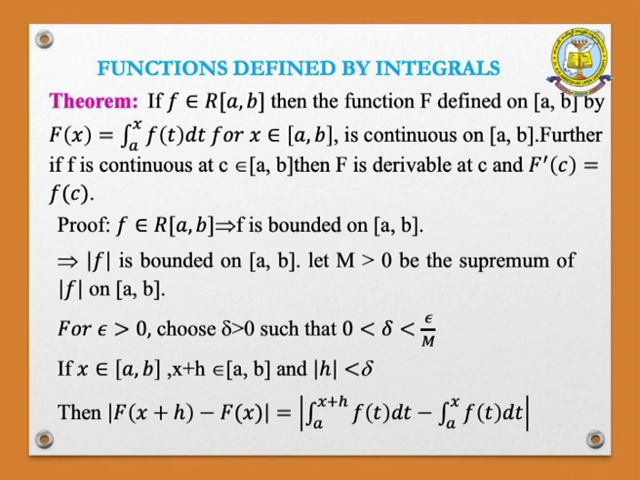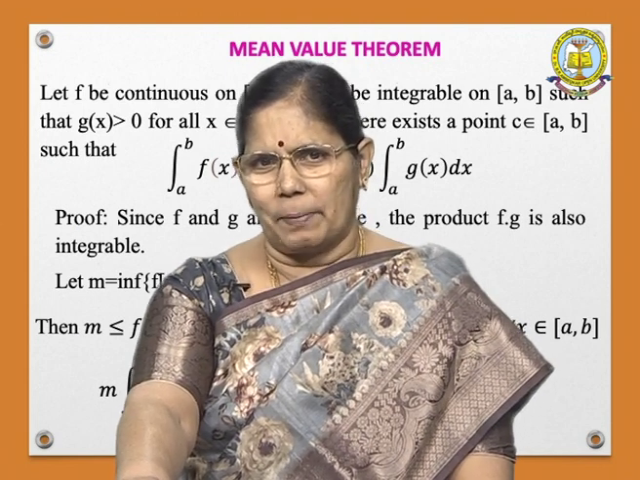For that, what is mod F of x plus h minus F of x? It is the modulus of the integral from a to x plus h of f of t dt minus the integral from a to x of f of t dt. Why? Because we have defined F of x equal to the integral from a to x of f of t dt. So, you simplify that: the integral from a to x plus h of f of t dt, minus the integral from a to x of f of t dt, can be written as plus the integral from x to a of f of t dt. That means you get the modulus of the integral from x to x plus h of f of t dt.